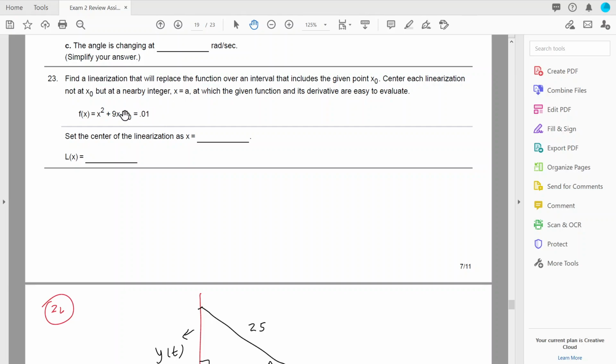So here in our problem, x0 is 0.01, and to approximate the value of this function at 0.01, we have to choose something very close to x0, which is easy to find for L of x. So for this 0.01, we can pick the value of a is equal to 0 because it's very close to 0. So in this case, we say a is 0, and we try to use this linearization to approximate the value of the function at 0.01.